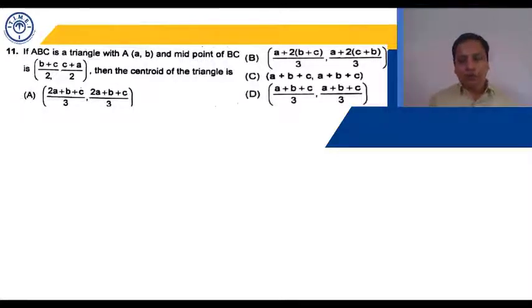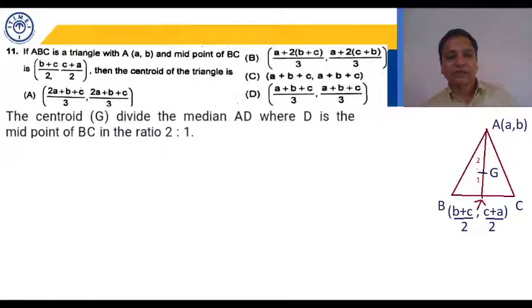Let's try to draw the diagram first. It says centroid, so we draw the diagram. The diagram is very simple: ABC is a triangle given. Just see the figure, and we have to find the centroid. Vertex A is given as small a, small b. The x coordinate of vertex A is small a, the y coordinate is small b. And D, which is the midpoint of BC, is given as (b plus c) by 2 and (c plus a) by 2. We have to find the coordinate of the centroid. Ratio is given as 2:1.